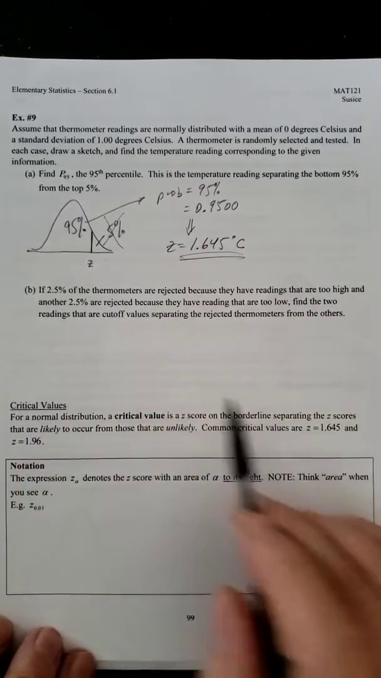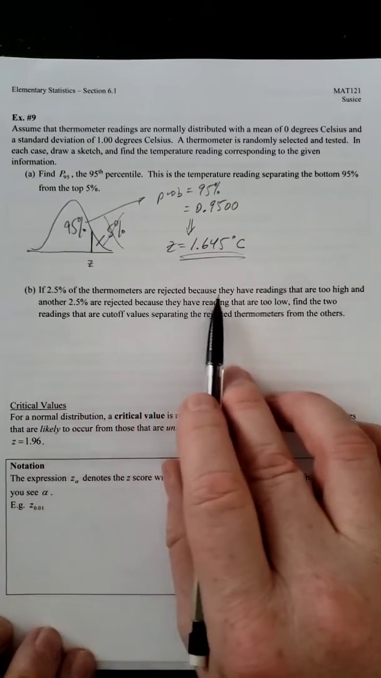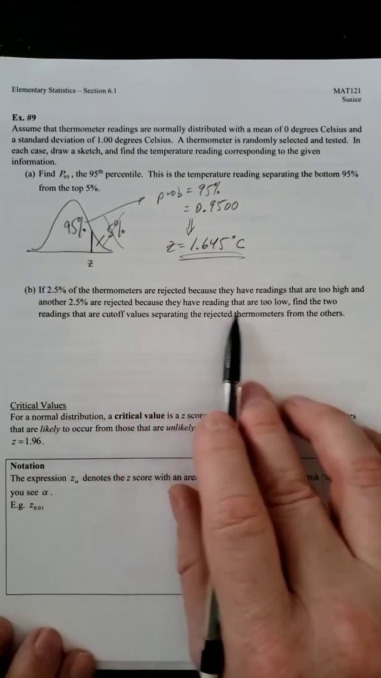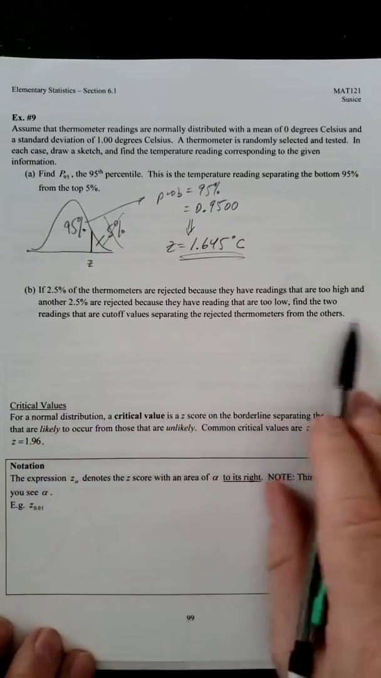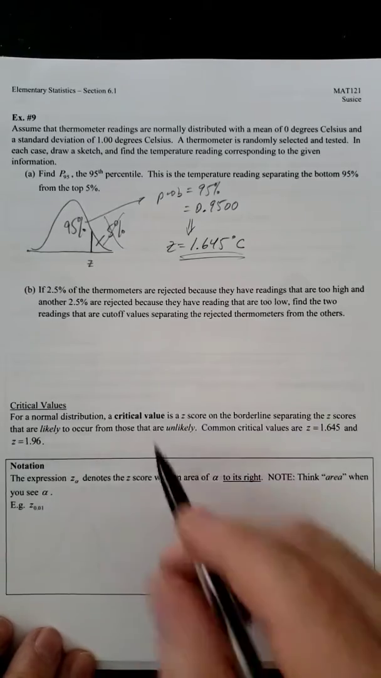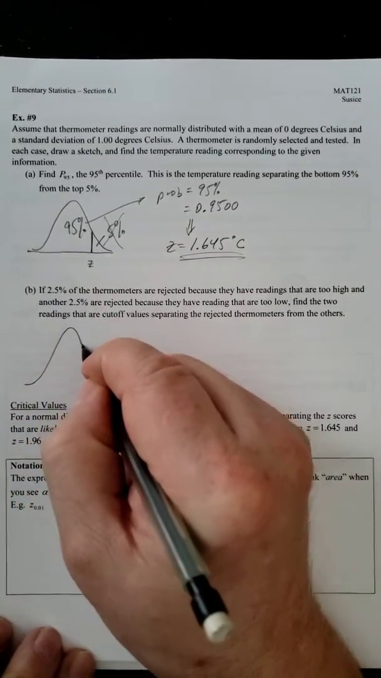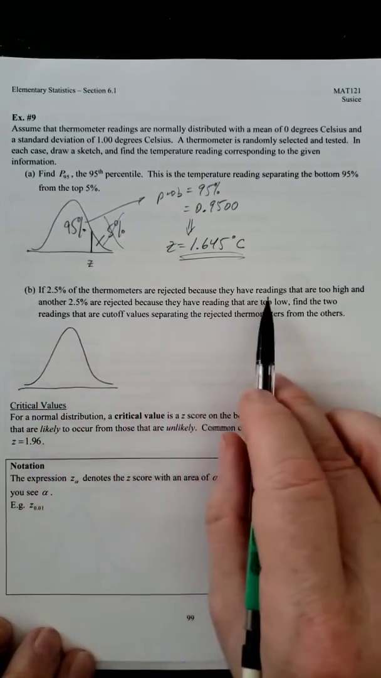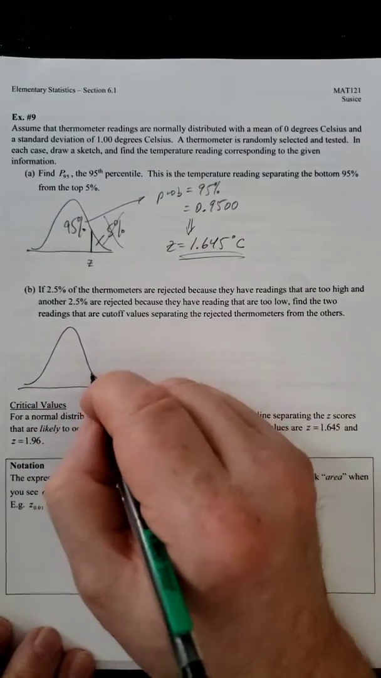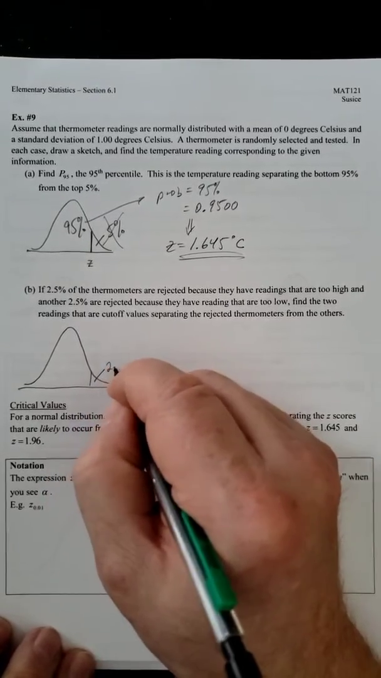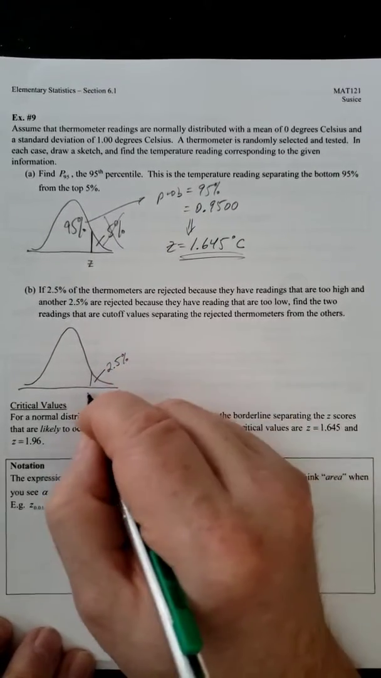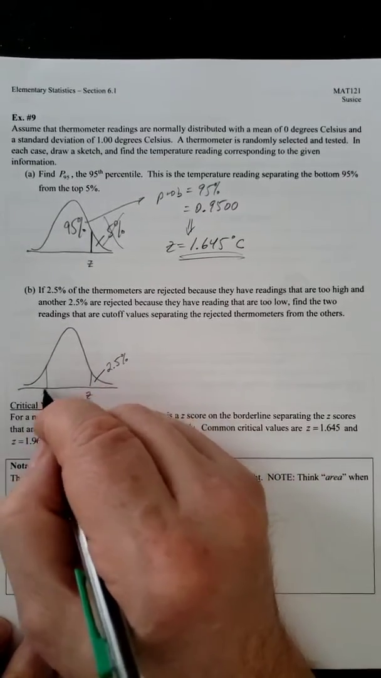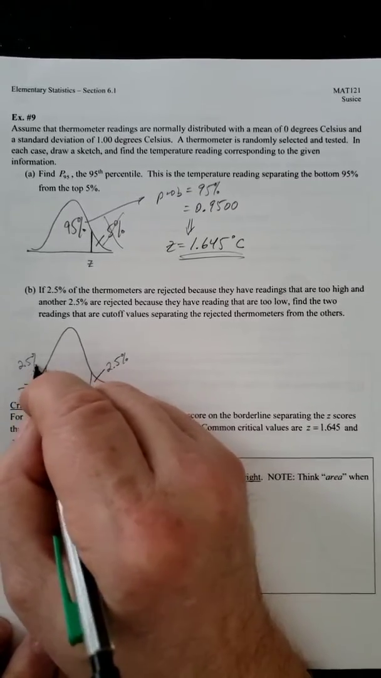Now this next one, if 2.5% of the thermometer readings are rejected because they have readings that are too high, and another 2.5% are rejected because they have readings that are too low, find the 2 readings that are cut off separating the rejected thermometers from the others. All right, so let's get our picture. So we want 2.5% that are too high. So I'm thinking we have this little piece over here is 2.5%. Likewise, on the other side, we got this piece is 2.5%.